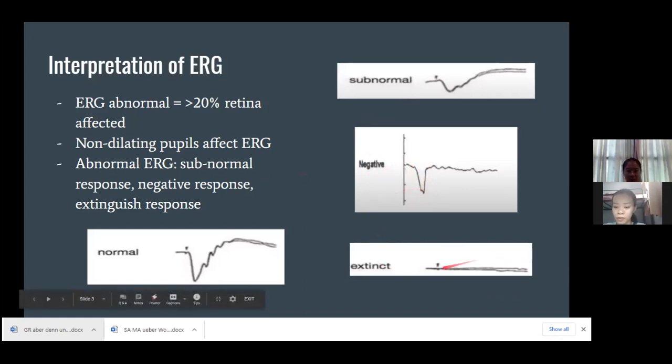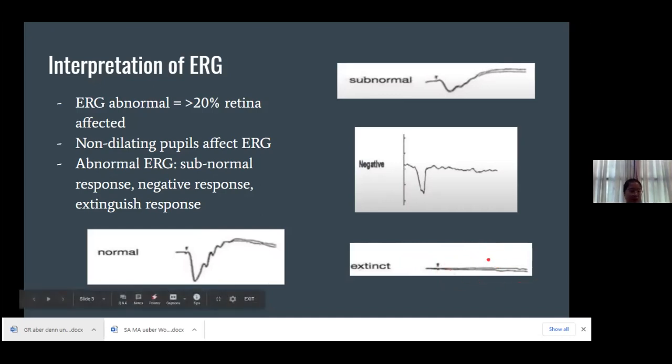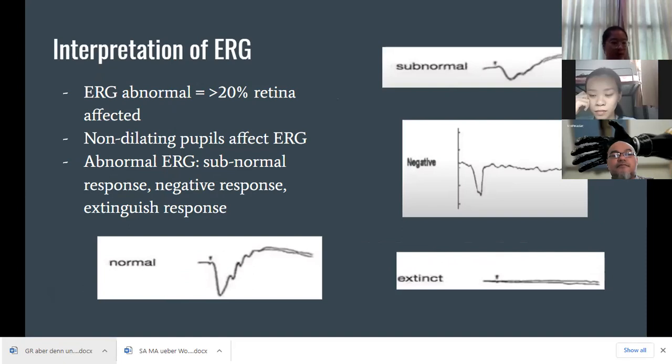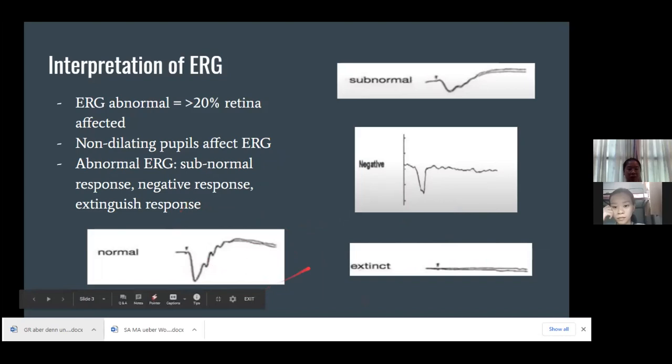And this is the third type of response, which is the extinguished response. There is not even any amplitude here. It means that the retina can't function anymore, and this type of wave indicates cases like advanced cases of retinitis pigmentosa, complete retinal detachment, retinal aplasia, and others. This is the normal wave.